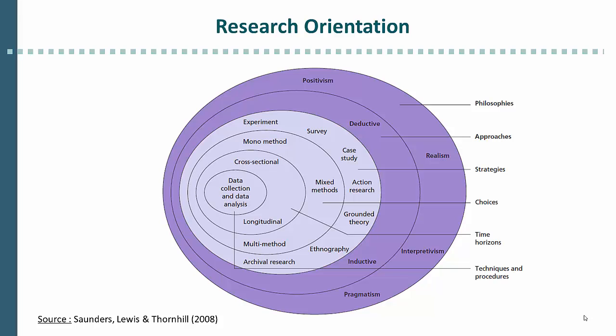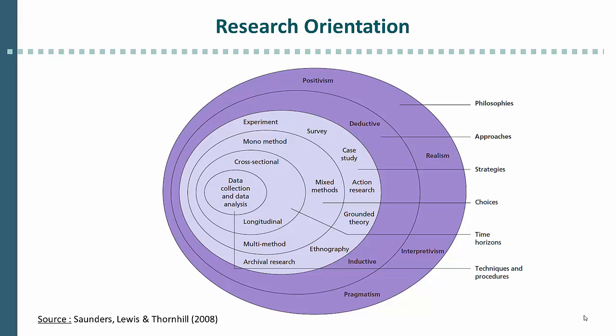Indeed, we are using Saunders's research onion, but we are also making reference to other textbooks as indicated in your course outline. Now, Saunders's research onion is a succession of layers leading to the inner one, data collection and analysis. Those layers are research philosophies, research approaches, strategies, research choices, time horizons, and finally techniques and procedures. So data collection and data analysis techniques.